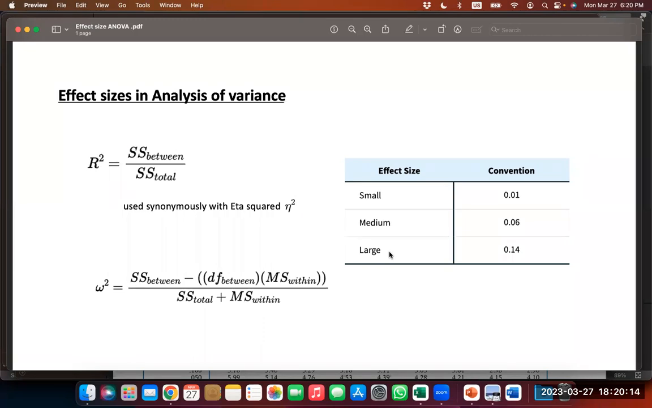Comparably, the omega square is calculated in a comparable fashion, but it also utilizes the degrees of freedom and the respective variance. So essentially, you are mixing the information of the sample size into your estimate of that fraction, which gives you a more accurate estimate and incorporates the information of sample size. Consequently, R square and omega square are compared to the same conventions. Small would be 0.01 to 0.06, medium would be 0.06 to 0.14, and large effect sizes are 0.14 and larger.